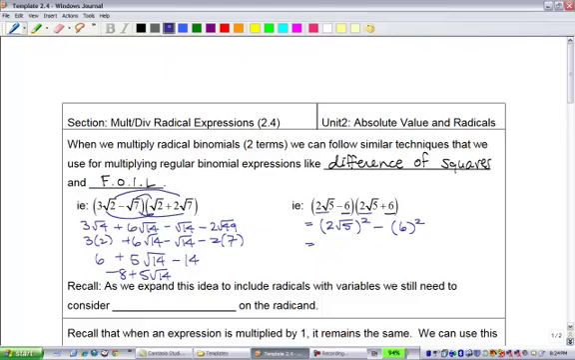When we take 2 root 5 and we square it, we're squaring both the 2 and the root 5 to make it 4 times 5. 4 times 5 is 20. And we have 20 minus 36, which we get negative 16.